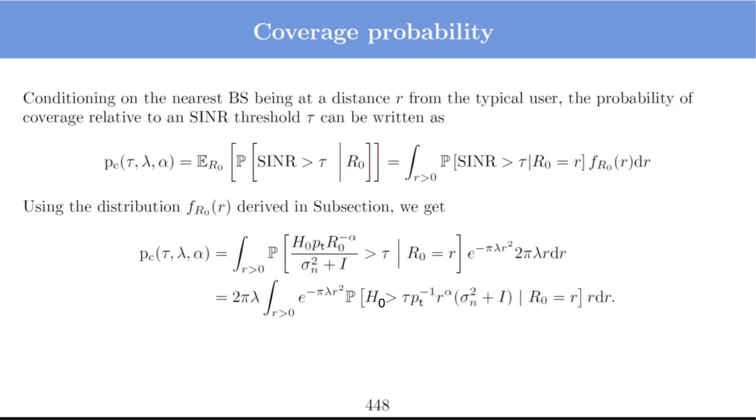So here the random variables left are I and H0. That is the probability term. So what I do is I leave the H0 term on this side and move all other terms to the right hand side of the greater than sign. So this term will become the probability that H0 is more than tau times sigma n square plus I, which comes in the front, and then PT becomes 1 upon PT, and R0 to the power minus alpha becomes R to the power alpha because of the condition, and the whole term is conditioned on R0's value.